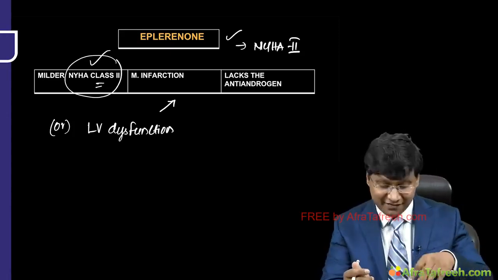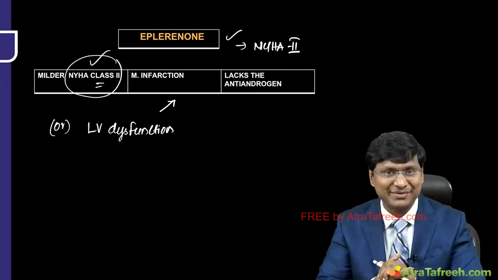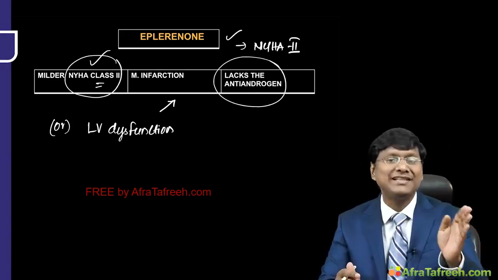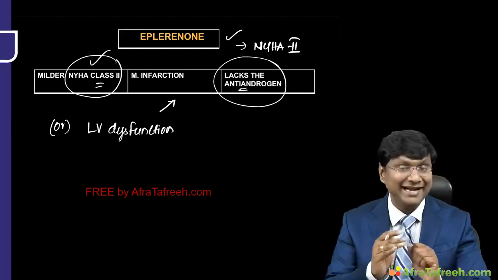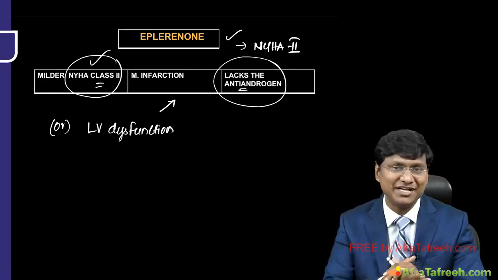Secondary to myocardial infarction, if there is development of left ventricular dysfunction, then you can also give eplerenone. Now, what is the advantage of eplerenone over spironolactone? Remember, spironolactone has anti-androgenic property, whereas eplerenone has no anti-androgenic property.